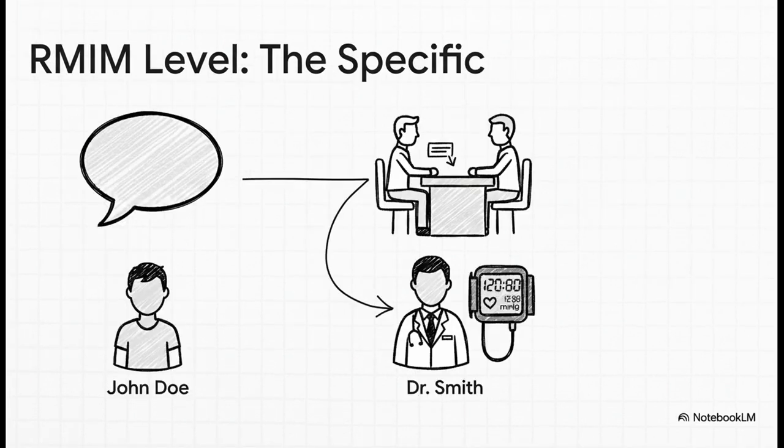But then, bam, at the RMIM level, our sentence level, we get super specific. That abstract act is now defined as a consultation. The entity playing the patient role isn't just anyone, it's a specific person, John Doe. We're using those universal building blocks from the RIM to construct a really precise message for one specific job.